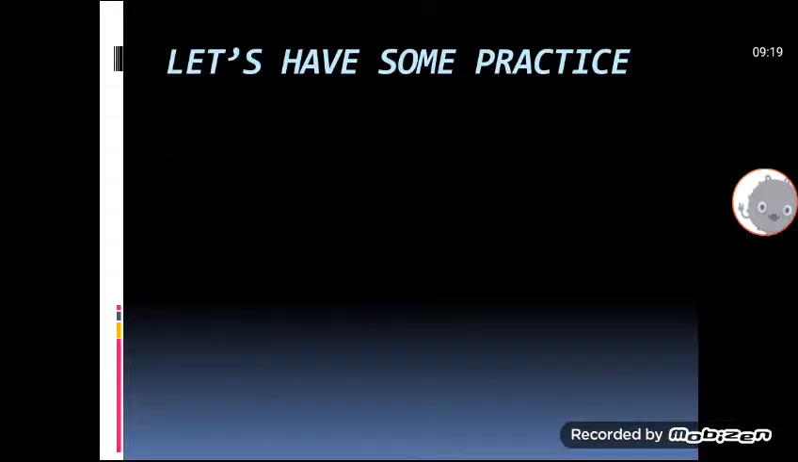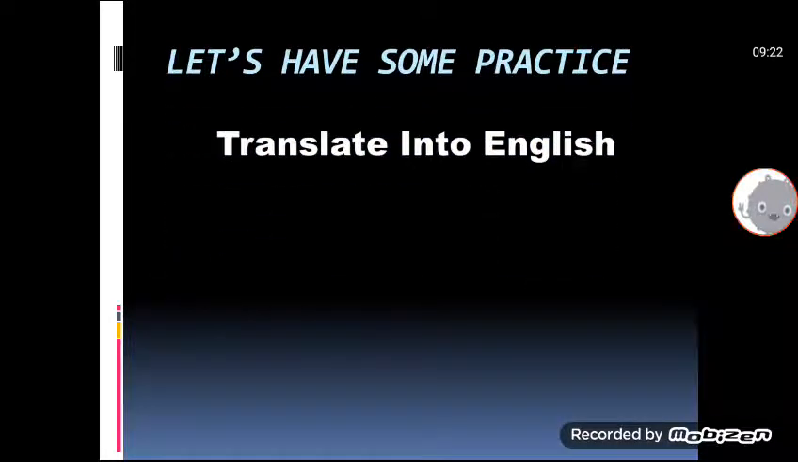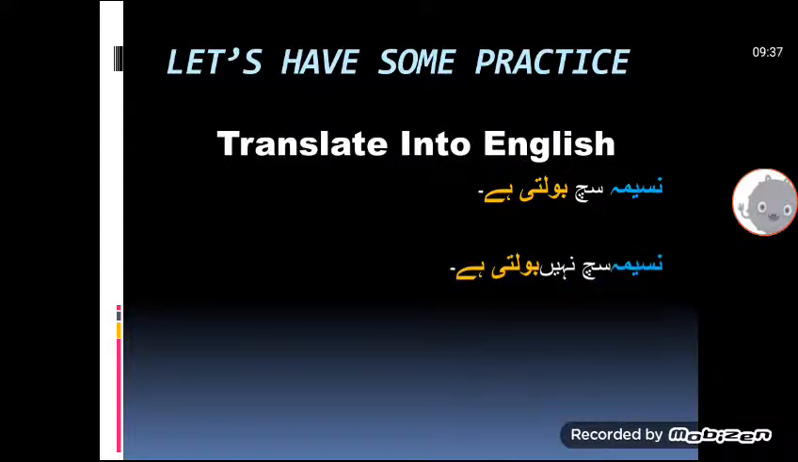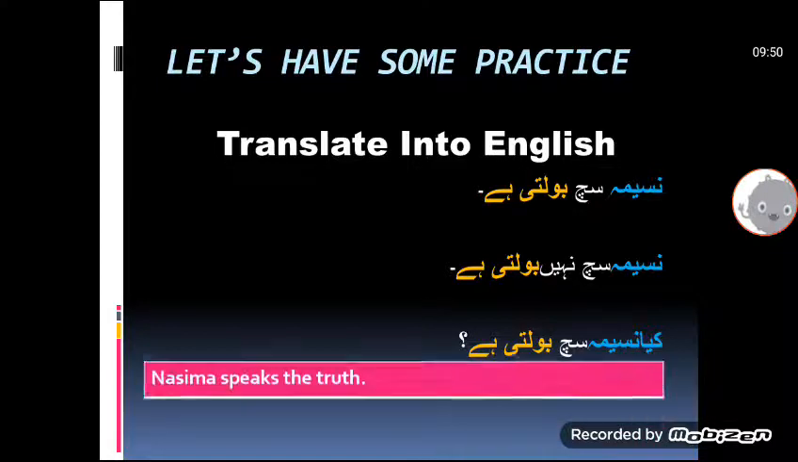Okay, move towards the next step. Let's have some practice. Translate into English. Keep it in your mind that you should be able to find out subject, verb and object from the Urdu sentence. Clear? And Nasima does not speak the truth. You have to make negative. And does Nasima speak the truth? Also you have to make question sentence. Okay, look at the example.